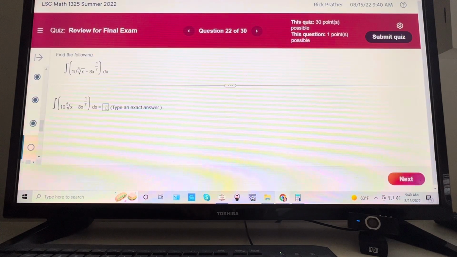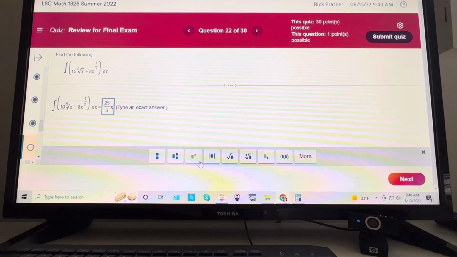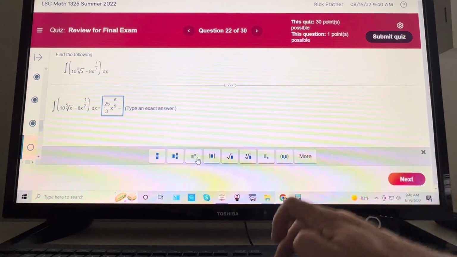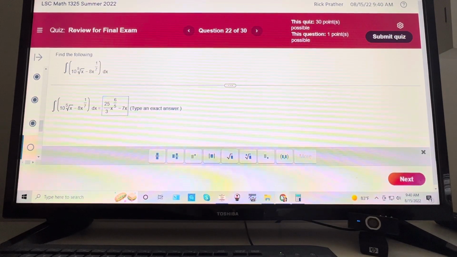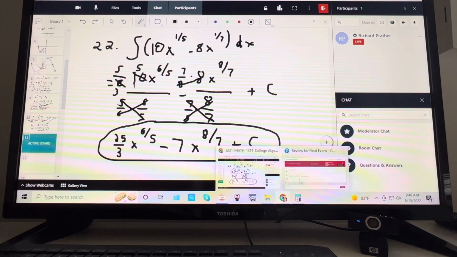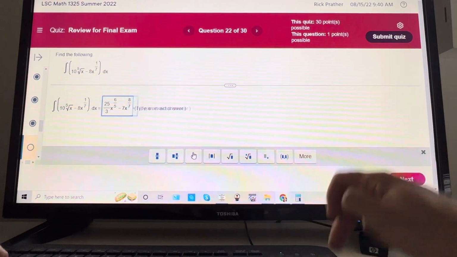So 25/3 x to the 6/5 minus 7x to the 8/7 plus c.